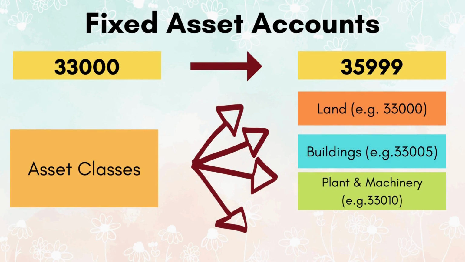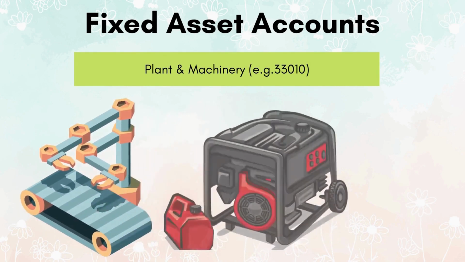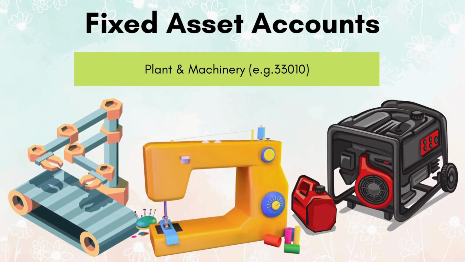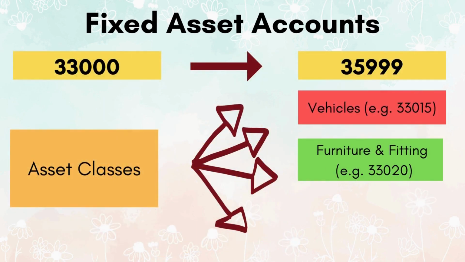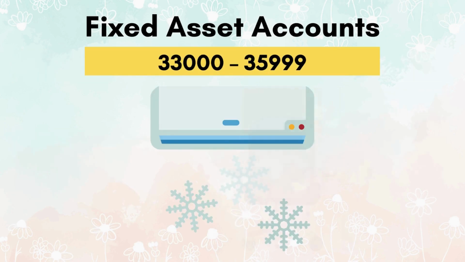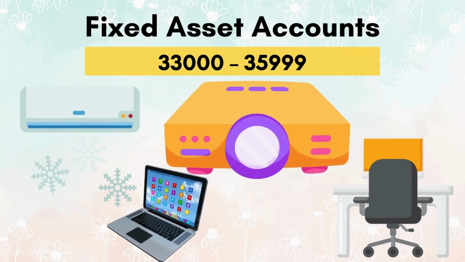That is typically heavy-duty equipment like your production equipment, generators, sewing machines, etc. Other categories include vehicles, furniture and fittings, typically air conditioning, office furniture, laptops, and so on and so forth.